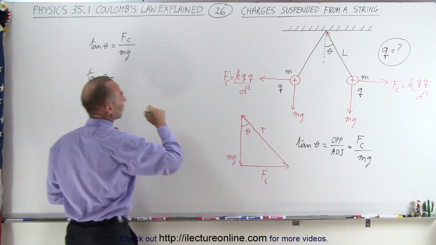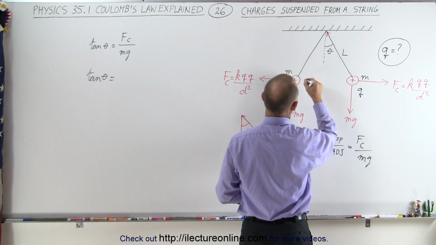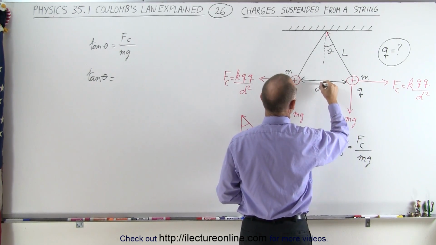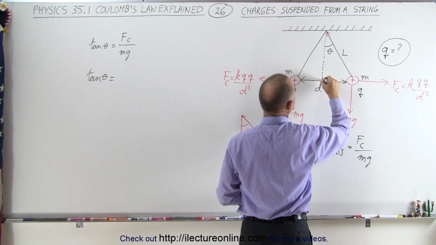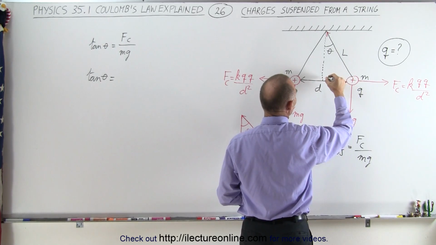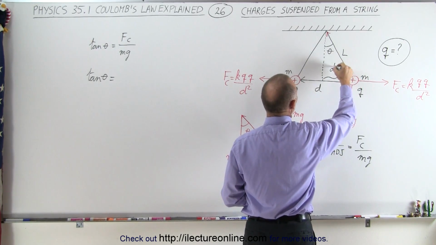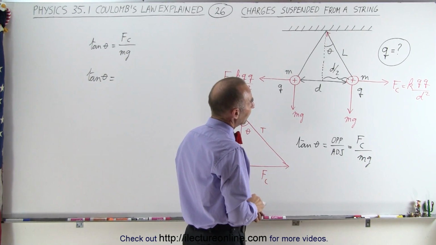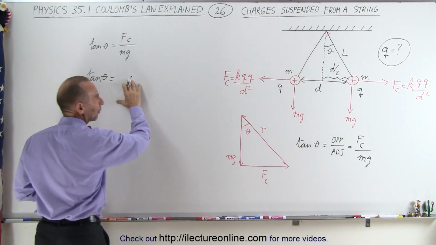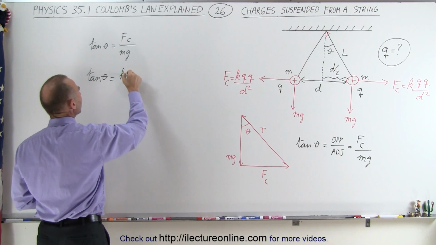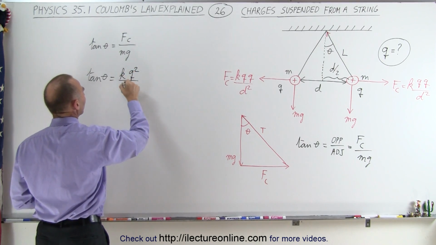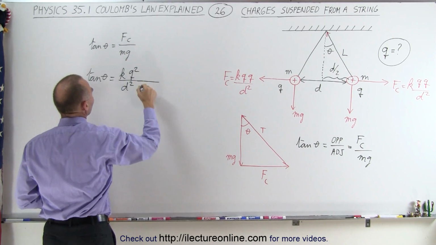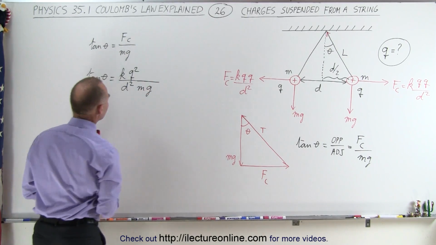All right, so the distance between these two charges, let's say, that would be this distance right here, d. And if we bring this all the way down, then we can say that this distance right here would be distance over 2. And, well, we'll get there in just a moment. We'll write down what we need to write down. So I have K Q squared divided by the distance between them squared, and then we divide that by mg.